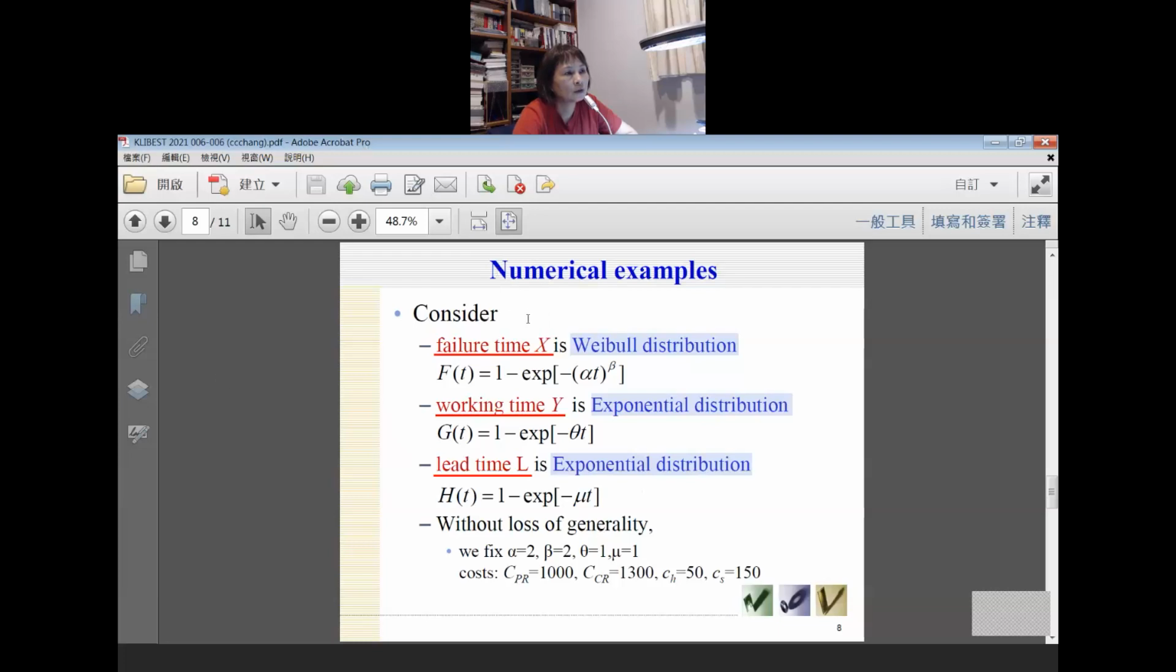Now we offer a numerical example to show our findings. Consider a valve time X with a Weibull distribution like this, and working time Y with an exponential distribution like this equation. The lead time L has an exponential distribution like this h(t). And the parameters we use are like these terms.